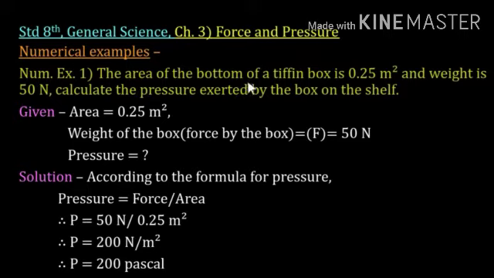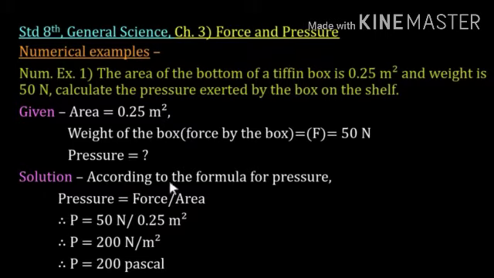The area of the bottom of a tiffin box is 0.25 meter square and its weight is 50 Newton. Calculate the pressure exerted by the box on the shelf. Given: area is equal to 0.25 meter square, weight of the box, that is force acting on this box, is equal to F is equal to 50 Newton. Pressure is to be calculated.